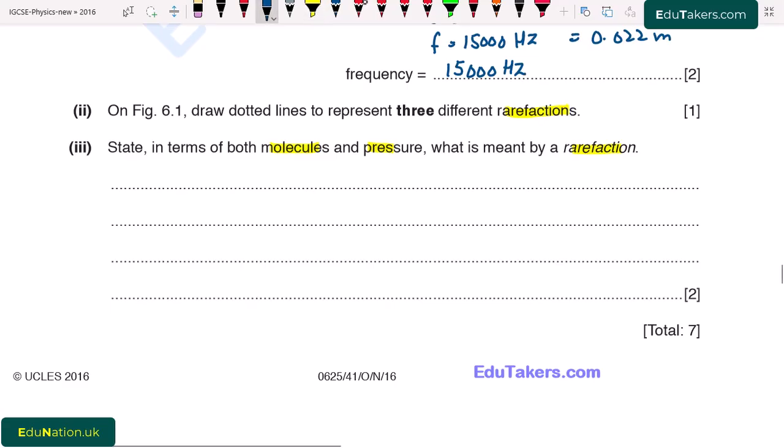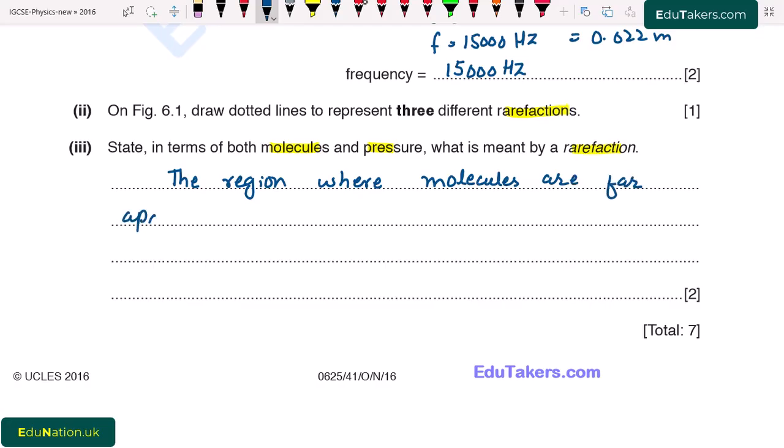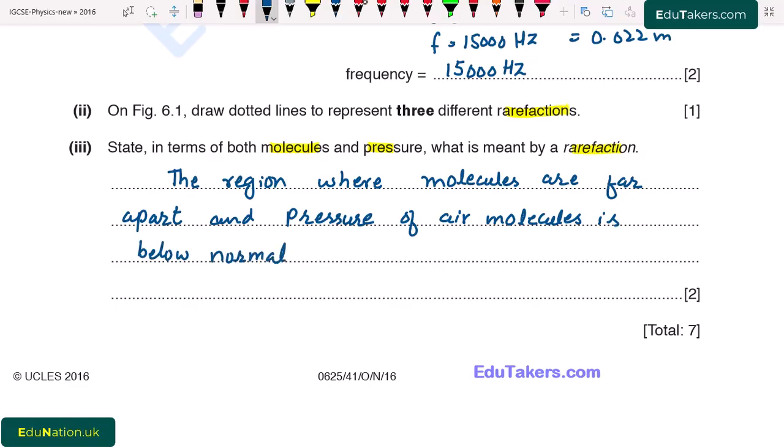So I write here, the region where molecules are far apart and pressure of air molecules is below normal is called rarefaction.